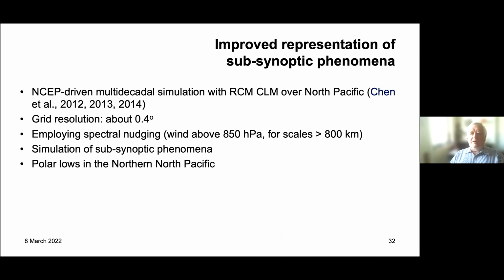Now, we did that for subsynoptic phenomena, and that was a simulation done almost 10 years ago by Fei Chen, studying polar lows in the North Pacific using a regional climate model. We had a grid resolution of 0.4 degrees and used spectral nudging. That is, we constrained winds above 800 hectopascals and for scales larger than 800 kilometers. And we were interested in the simulation of polar lows in the northern North Pacific.